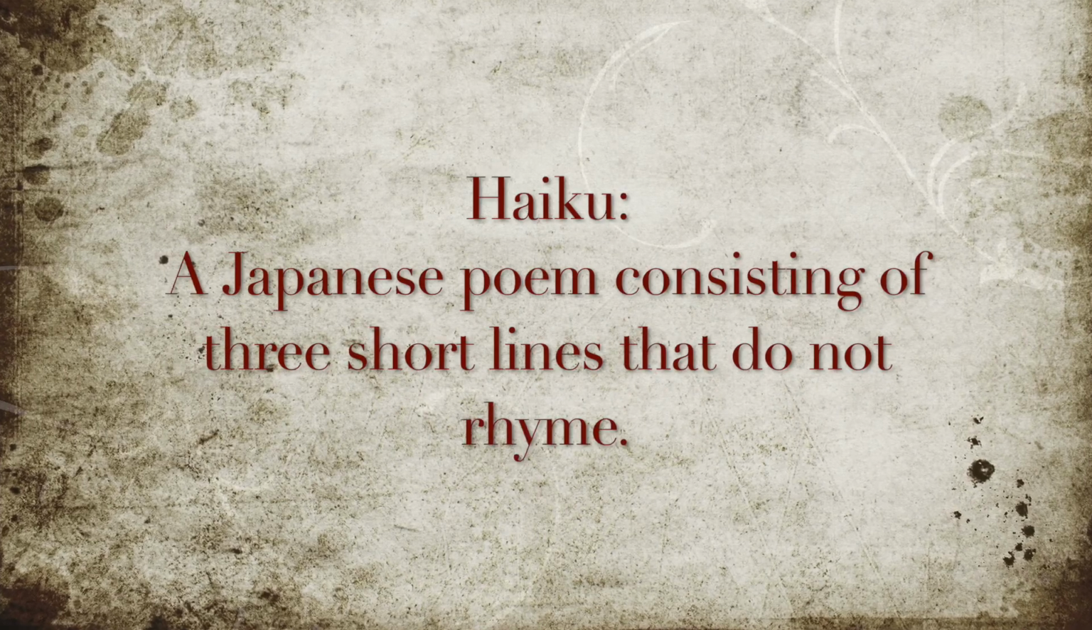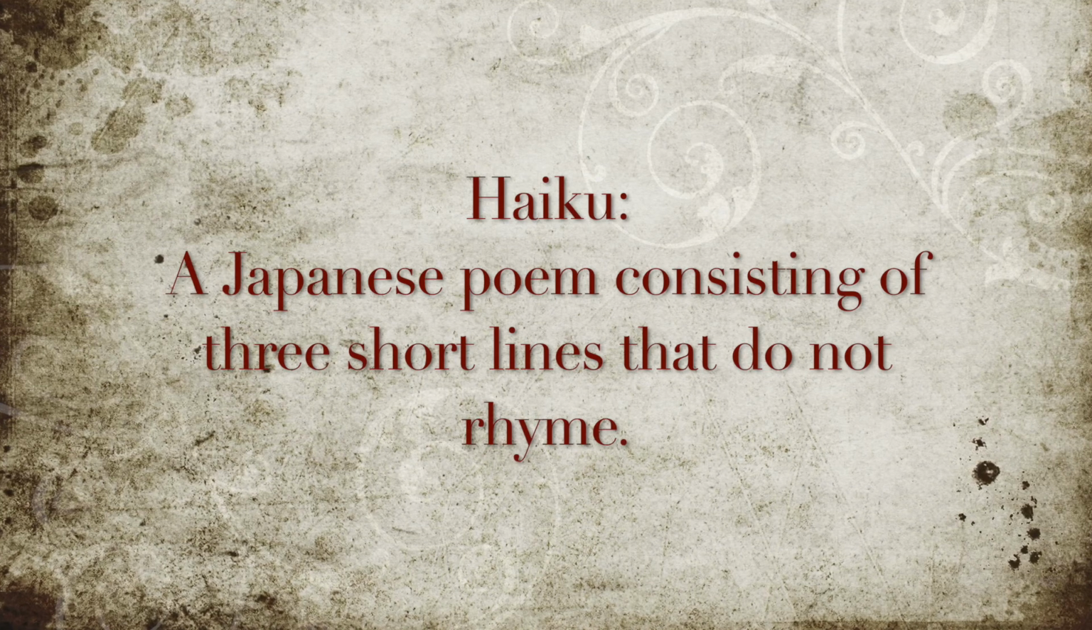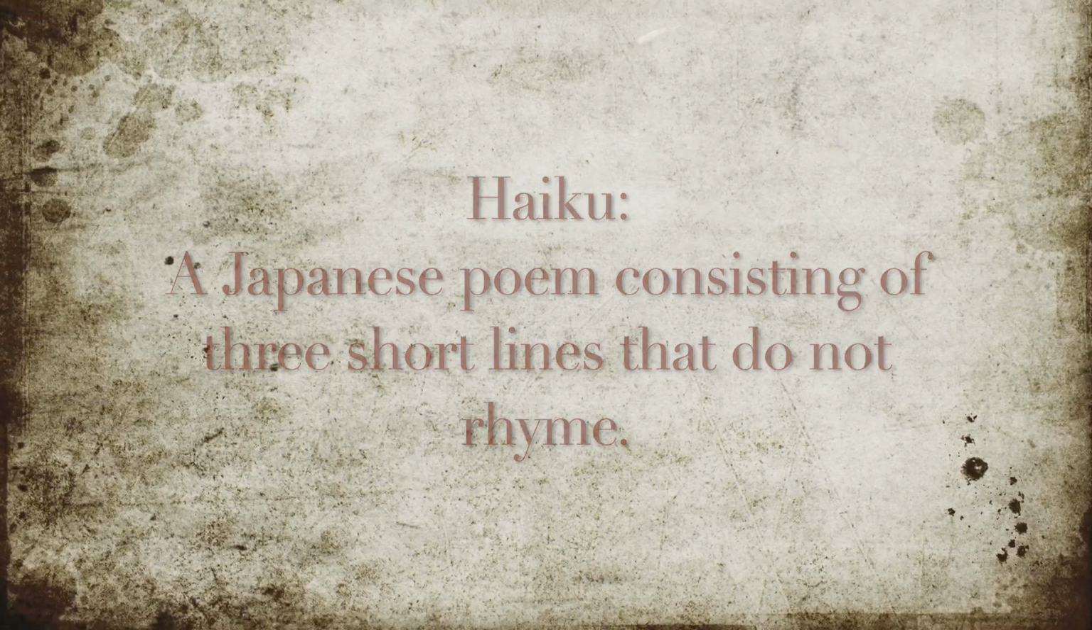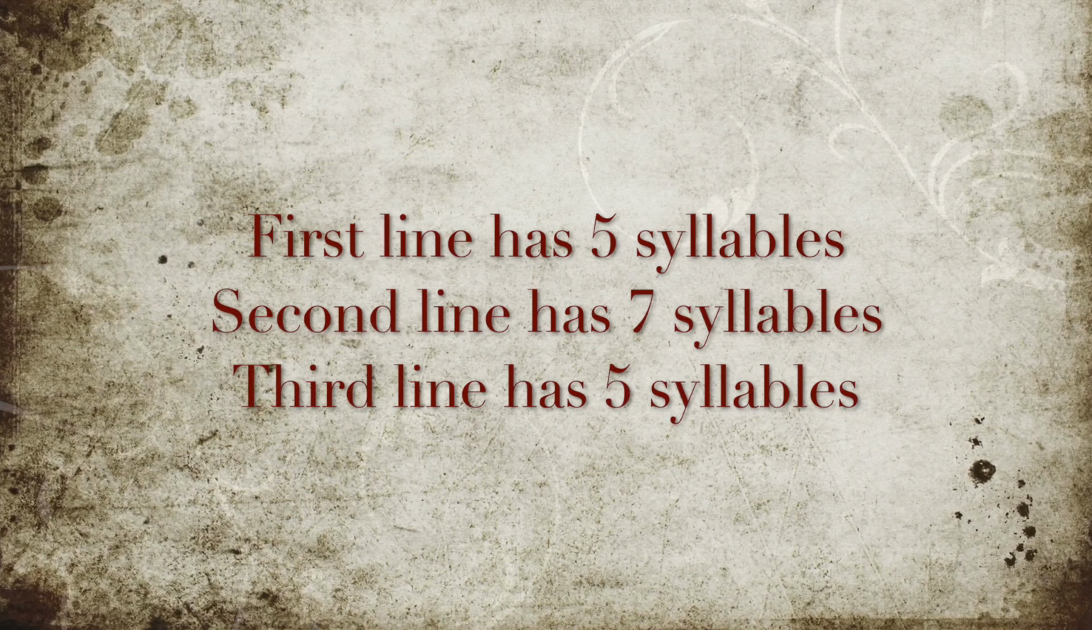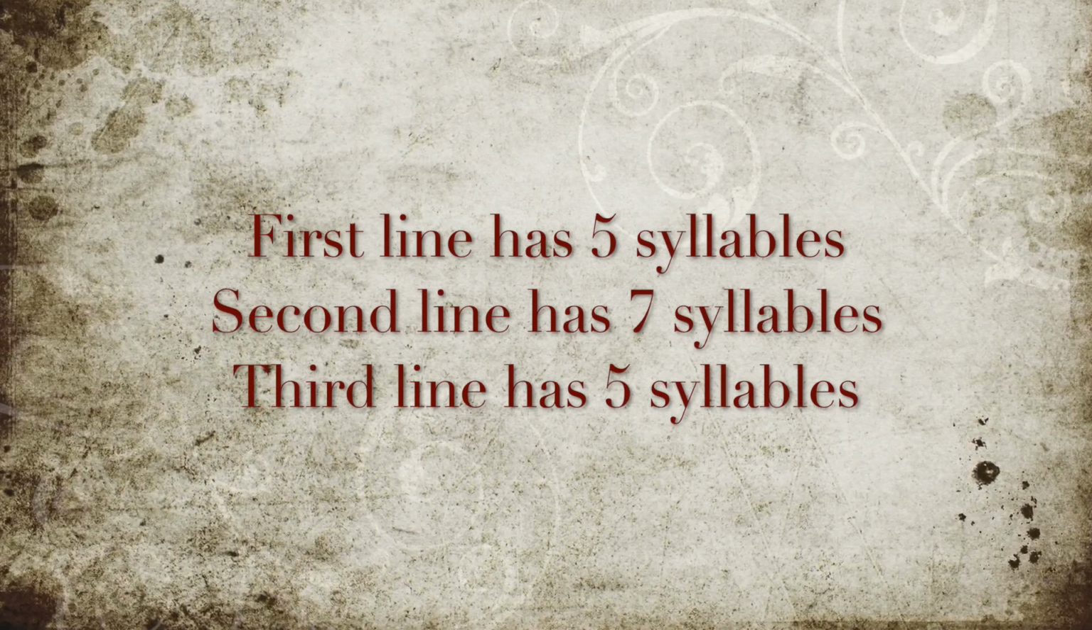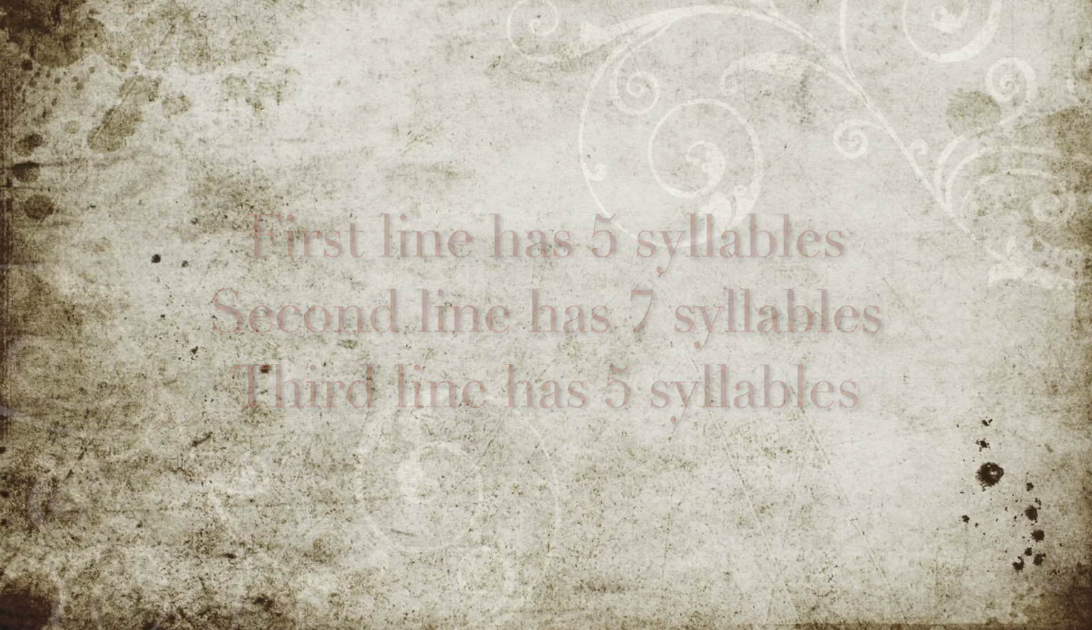A haiku is traditionally a Japanese poem consisting of 3 short lines that do not rhyme. The first line has 5 syllables, the second line has 7 syllables, and the third line has 5 syllables. So let's try it out.